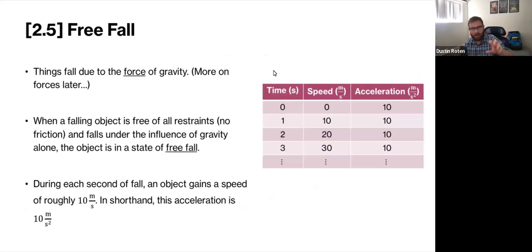So I'm going to stop here, and that hit our three main things: speed, velocity, acceleration, and distance. We'll pick this up talking about free fall in the next lecture, and we'll actually get into this value of g and what it means and how it works.